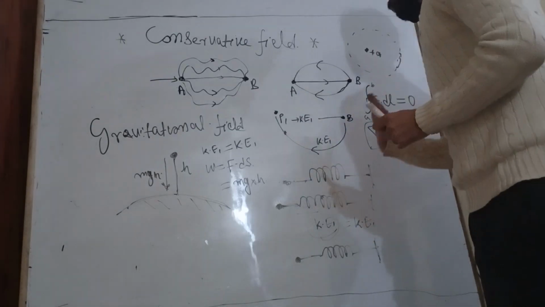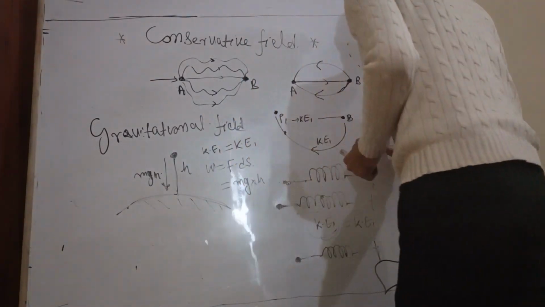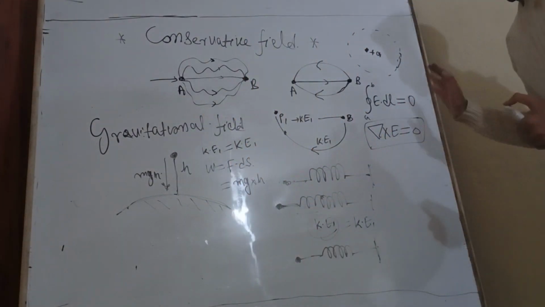Now how can we prove that the electrostatic field is a conservative field? So let's see.